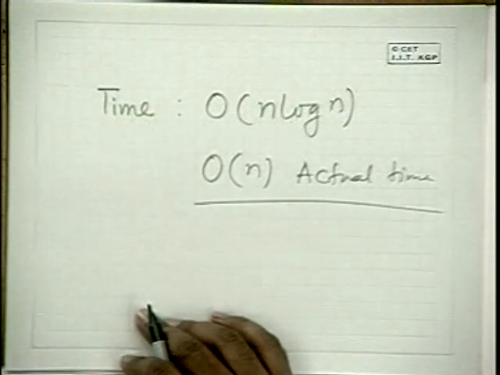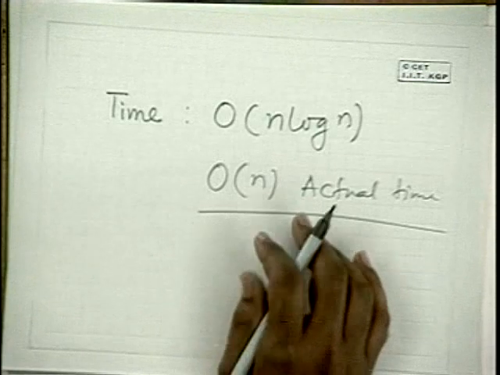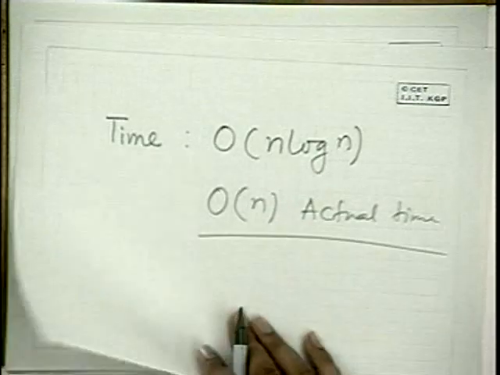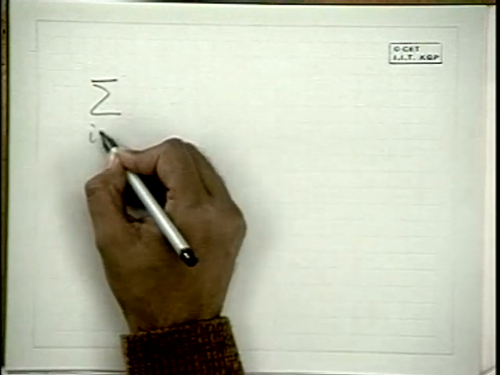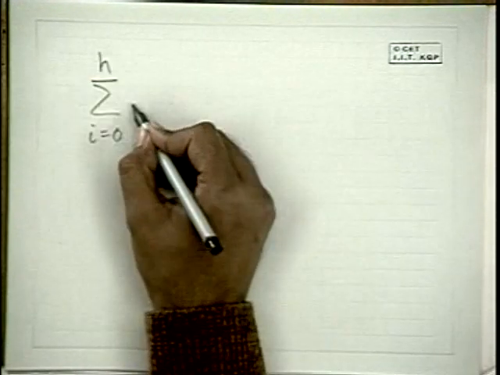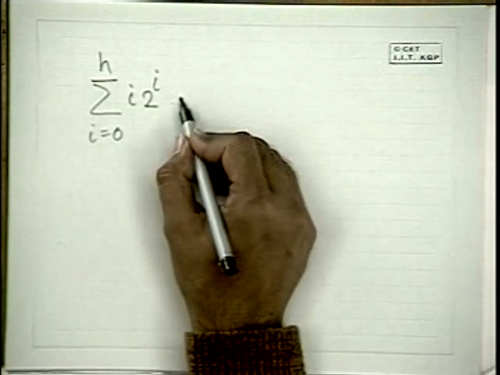Okay, so before I prove to you that it actually is taking order n time, I need some very basic algebra. Okay, school level. So I need these functions basically. Sigma i equals 0 to h of i times 2 to the power i. You can check.